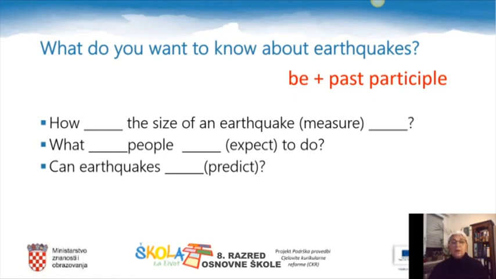People expect to do. Passive again. Earthquakes predict. Are earthquakes predicting anything? No. We are predicting them. So they are the object. You need the passive in all three of these sentences. You can pause this video and complete the sentences, copy them into your notebook.